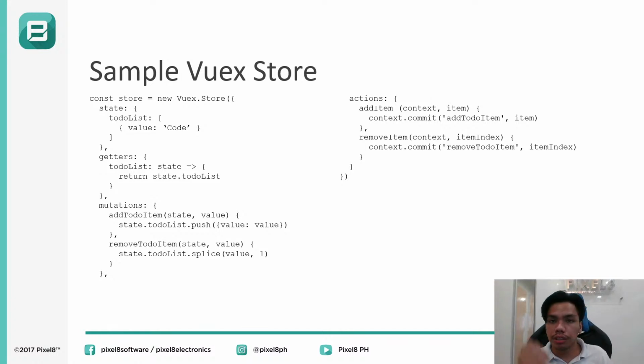Mutations are the only way to change the state values. As you can see here, you have two example mutations. You have the adding of a to-do item, and then you have the removal of a to-do item. The first one pushes a value to the state, while the second one removes values from the state.